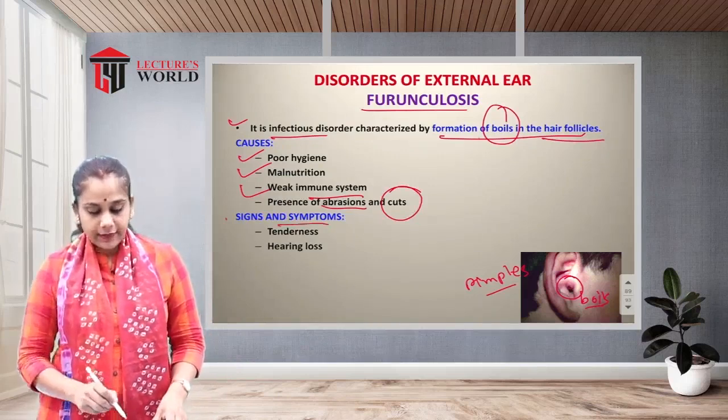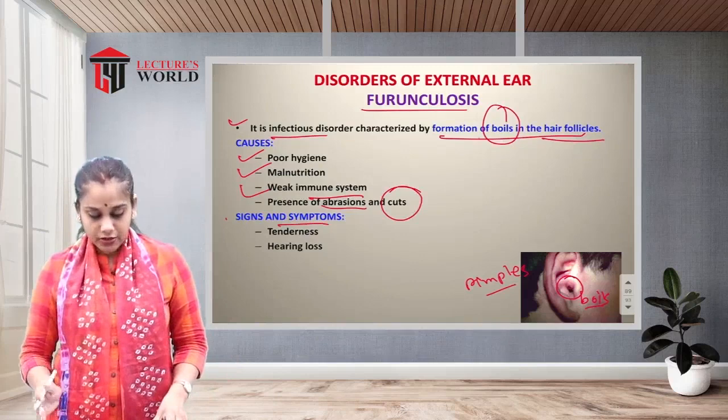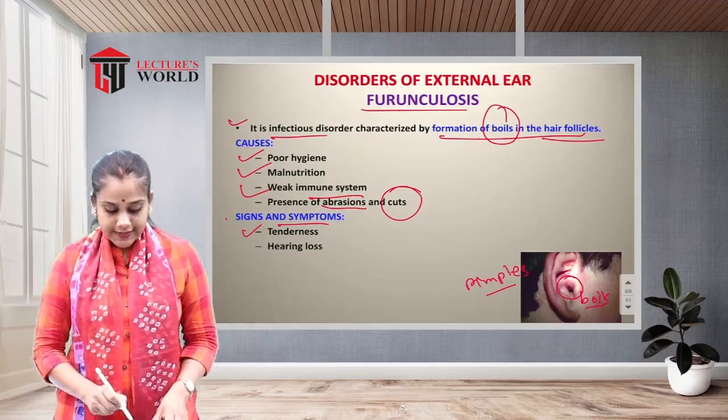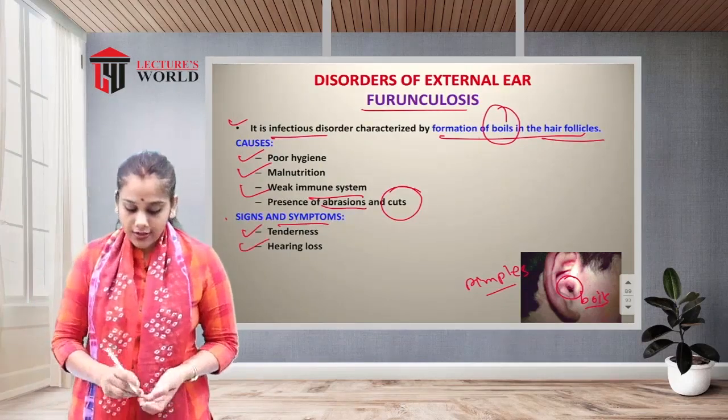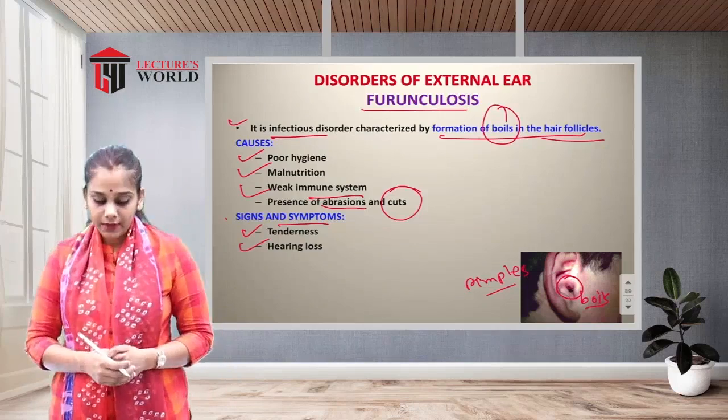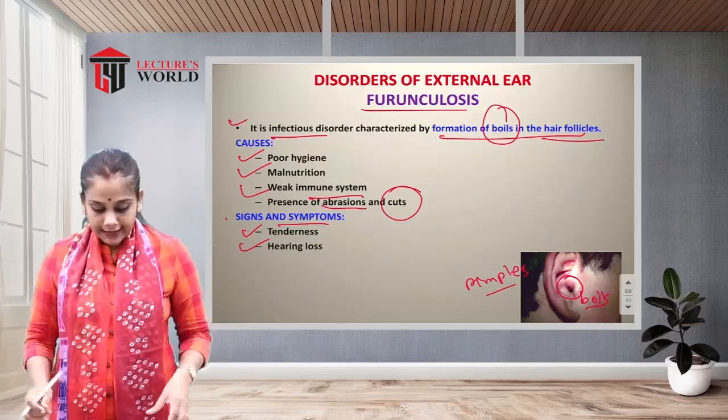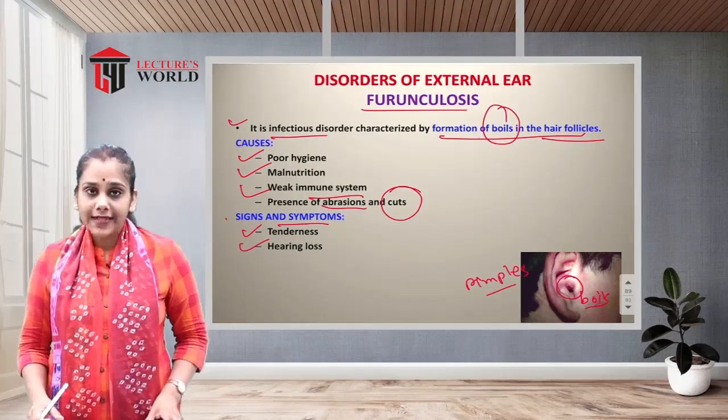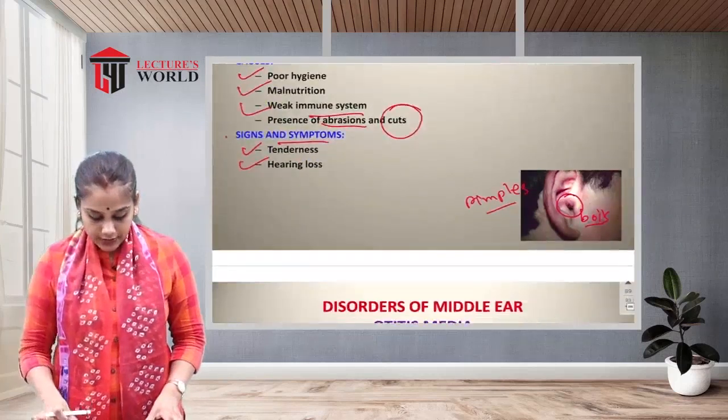Which are the clinical manifestations or signs and symptoms? First one is tenderness and hearing loss. So these are the signs and symptoms. So what is furunculosis? There is a formation of boils in the hair follicles of the ear.